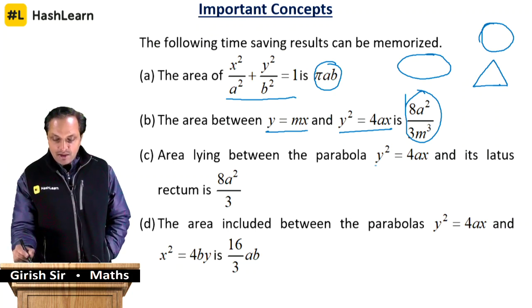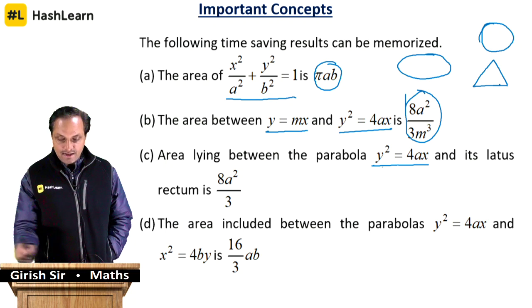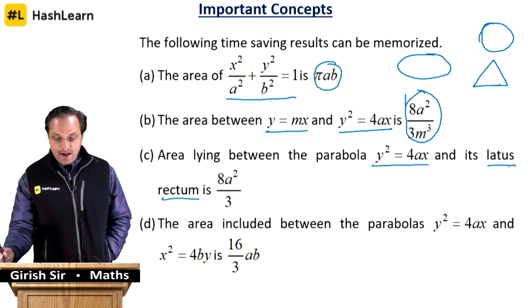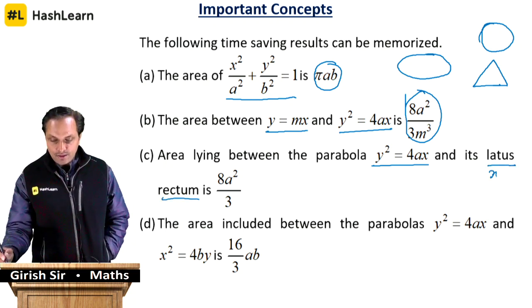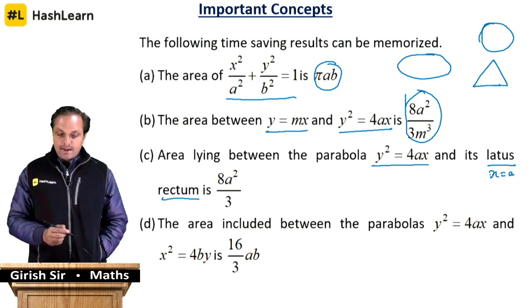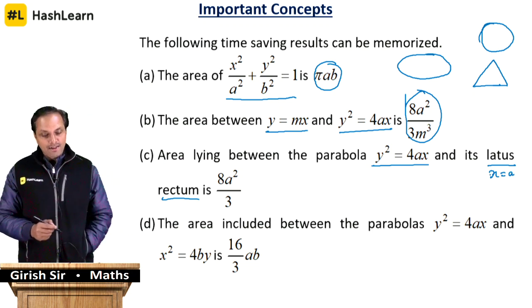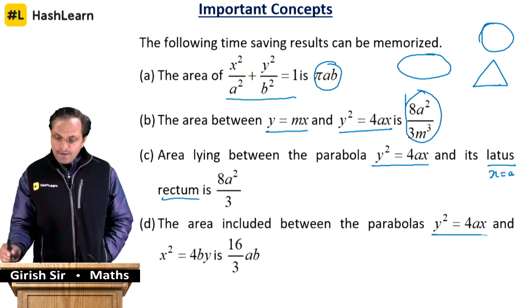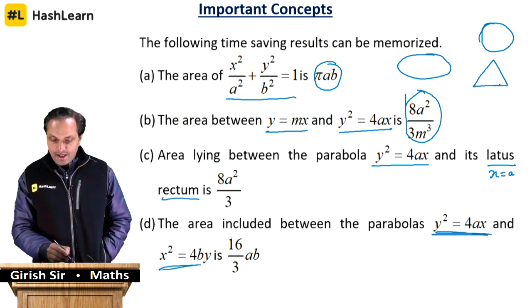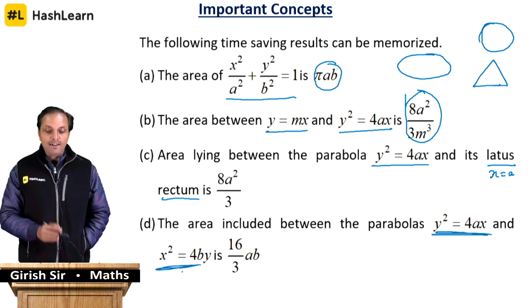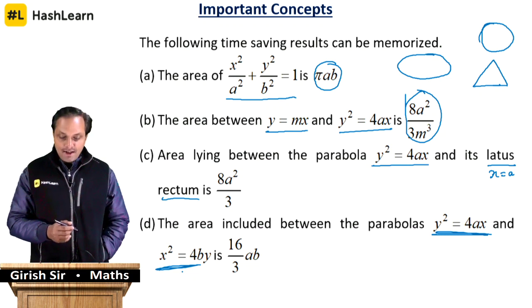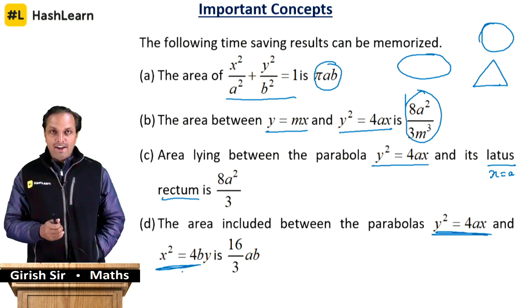Area lying between parabola y square is equal to 4ax and its latus rectum. ये latus rectum क्या होता है? वो तो line है. X is equal to a is the latus rectum, that is 8a square by 3. If you have a parabola y square is equal to 4ax and x square is equal to 4by, that is your 16 by 3 into a into b. ठीक है?